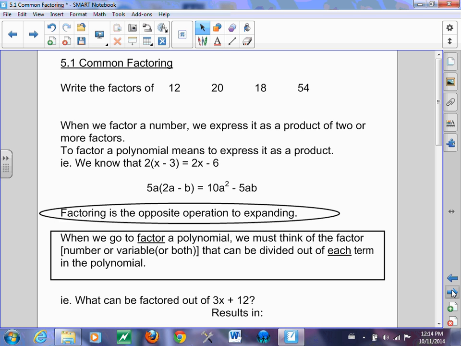Factoring is the opposite of expanding. I know I'm jumping ahead of the game here, but that's important to remember. When we were expanding, we were multiplying. So the opposite of expanding means to divide. So that's what we're going to be doing. We're going to be doing dividing. And I'll show you what's going to happen.